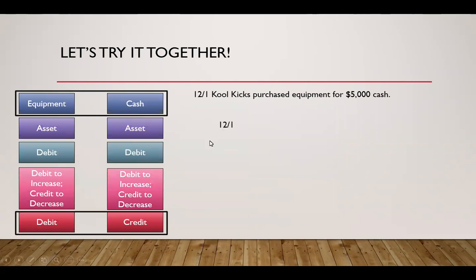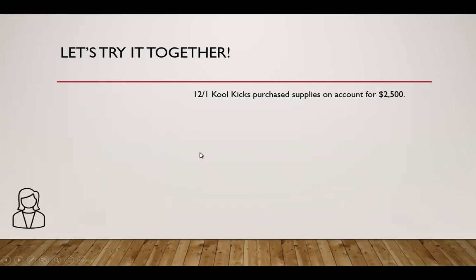We list our date. The account that we're debiting goes first. So it's not always cash. Now in the last transaction, we listed cash first because it was debited. But in this transaction, equipment is debited. So we list equipment first. And the account that we are crediting goes second. It is indented along with the amount. And then we include our description where we purchased equipment for cash. Now let's look at another transaction.